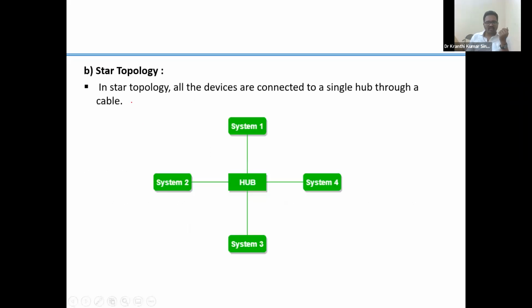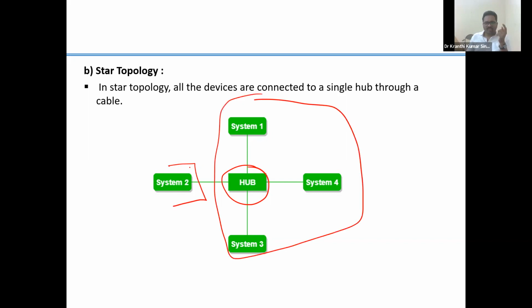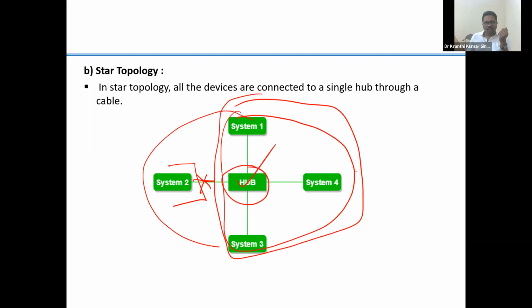As discussed, the same point, star topology, we already explained. Here we have a hub, and if system 2 has any fault, there is no bother for the other communicating devices. If system 2 or this connection fails, there is no problem. All these 3 systems are communicating efficiently. But if the hub fails, the entire network collapses.